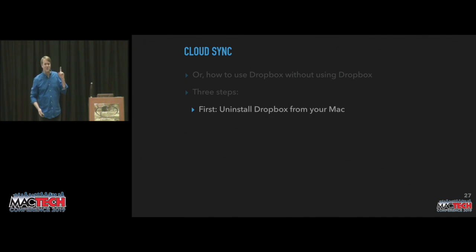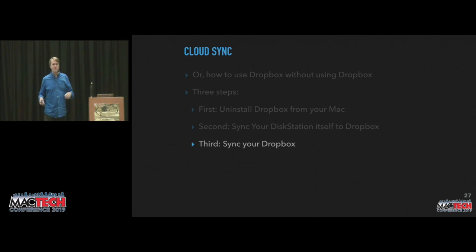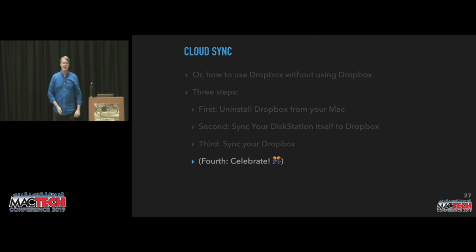The first thing you do is you uninstall Dropbox from your Mac. We can celebrate at that point, right? The second thing you do is you sync your NAS itself to Dropbox. A really nice aside is it doesn't take up one of your client slots when you do this, which is kind of cool. It's just a benefit. So you sync your NAS to Dropbox. So now you've got your NAS syncing to Dropbox. And then we go back to what we learned in the beginning. We use Synology Drive to sync a folder to our Mac. And what folder is it? It's my Dropbox folder. And then we can celebrate, right? Woo! Because now we've freed ourselves from the clutches of Dropbox while still having the convenience of Dropbox.